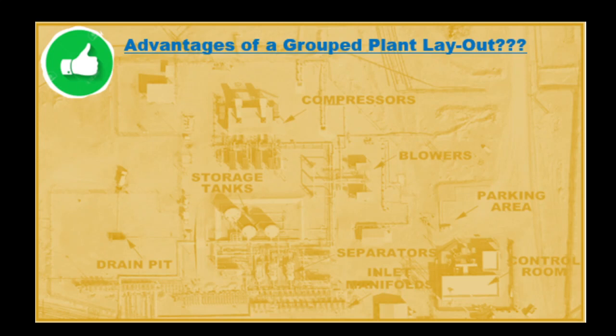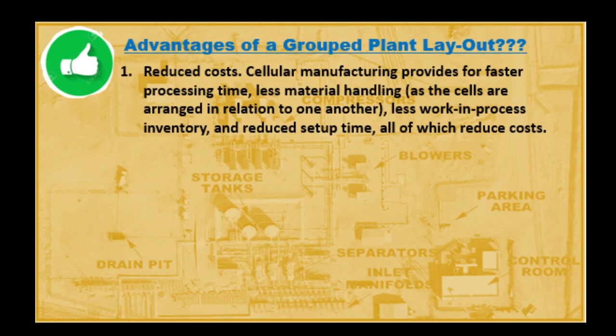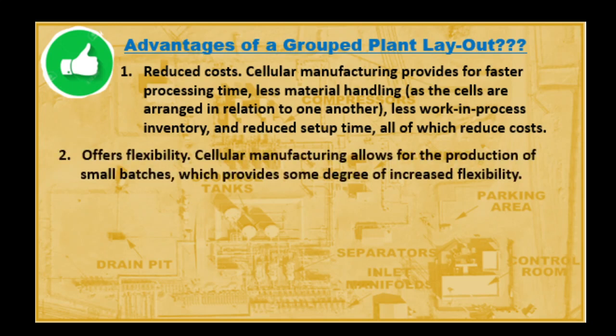So, variety of products in small volumes. Advantages naman natin, advantages of a group plant layout: there is reduced cost as cellular manufacturing provides for faster processing time as well as less material handling as the cells are arranged in close proximity with respect to one another. Also, there is less work in process inventory and reduced setup time, all of which eventually reduce cost or expenditure. Itong klase ng plant layout natin, the group plant layout, offers great flexibility in that cellular manufacturing allows for the production of small batches, which provides some degree of increased flexibility.